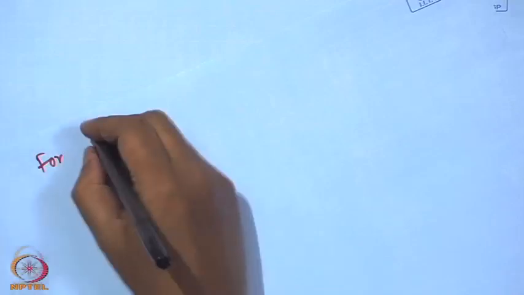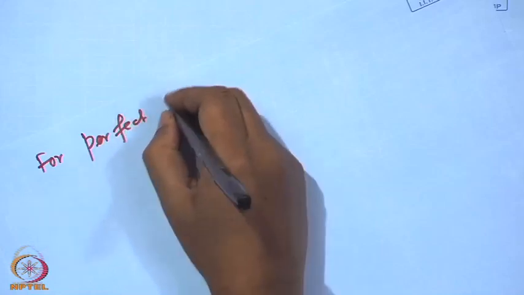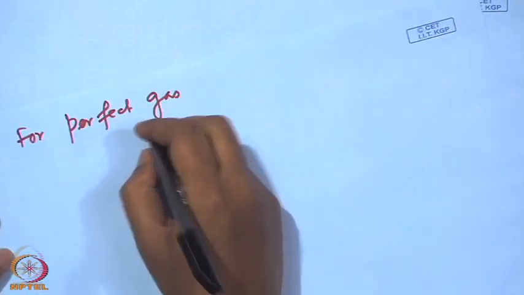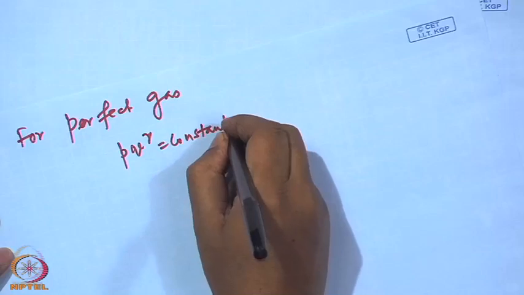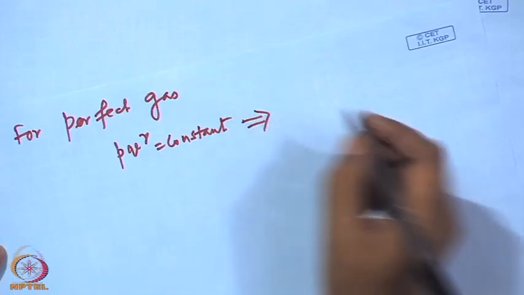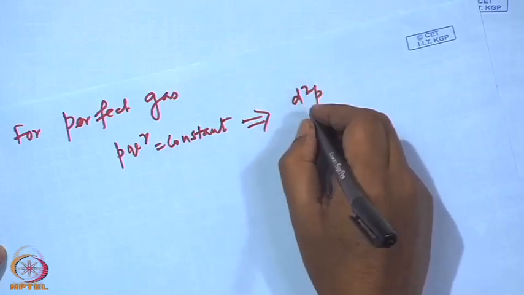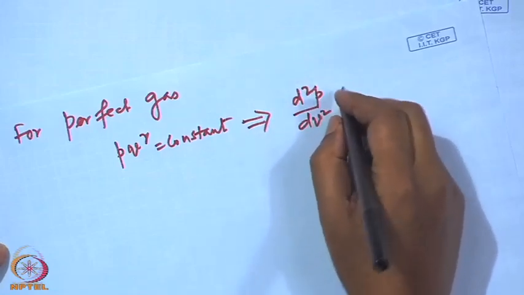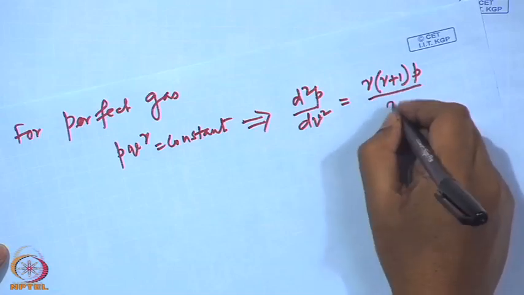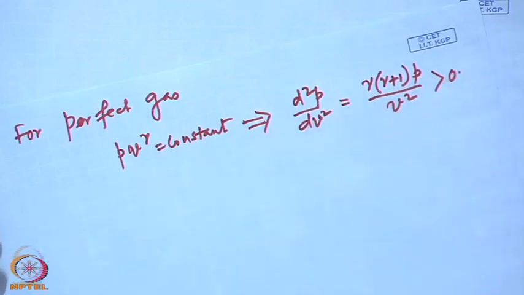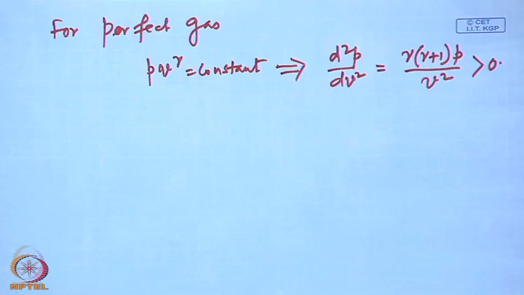Let us consider the perfect gas. For perfect gas, we have... and in a perfect gas we can clearly see that the wave will be distorted in such a way that the compression part of the wave will stiffen and the expansion part of the wave will flatten.